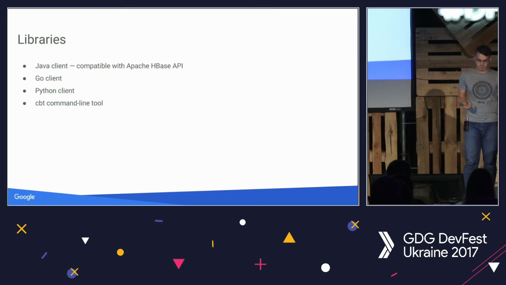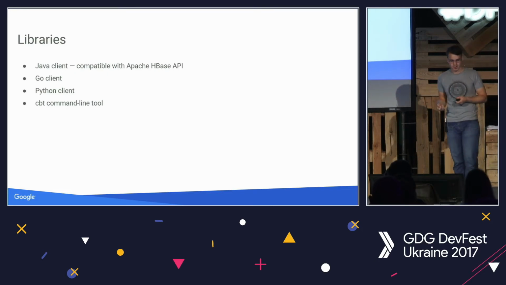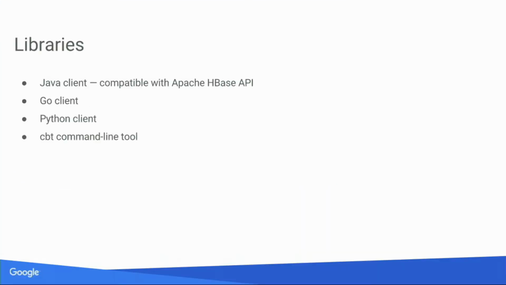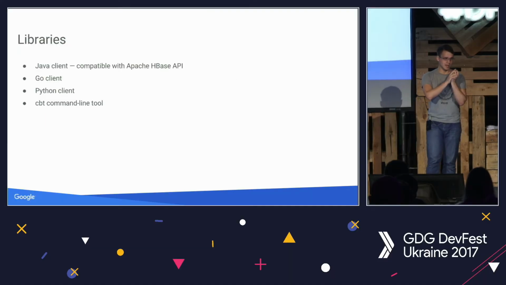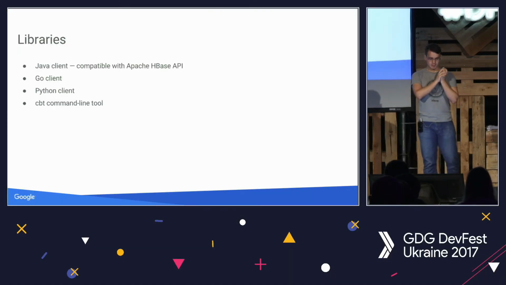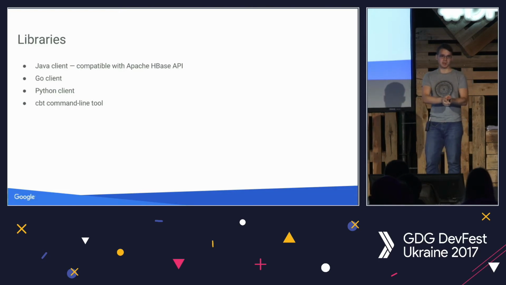Cool. Let's talk a little bit more about how you can connect and how you can use Bigtable. First of all, if you have HBase-based clients, you can continue to use them. You need to do nothing to switch to Bigtable because we have a connector that is compatible with the Apache HBase API.